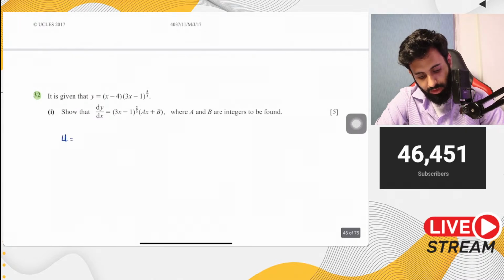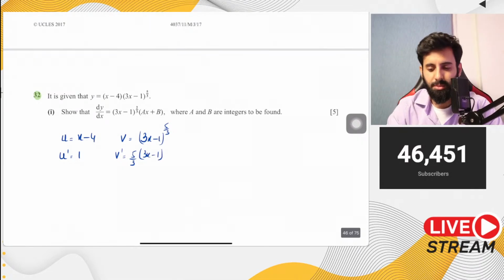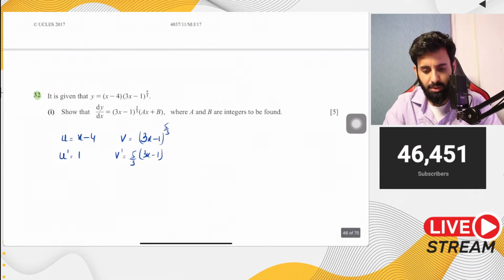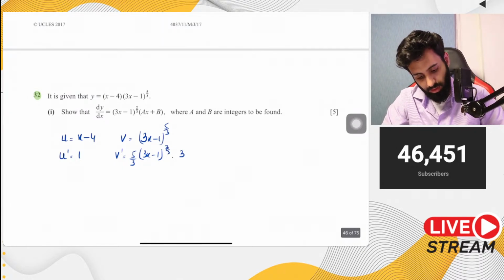So now I'll solve it on the side here. u is x minus 4, u prime will be 1. v is (3x minus 1) to the power 5 upon 3, which means v prime is going to be 5 upon 3 into (3x minus 1) to the power 5 upon 3 minus 1. Let's see what that is. 5 upon 3 minus 1, that's 2 upon 3. Okay, into 3. So this 3 and this 3 get cancelled out. v prime is equal to 5 into (3x minus 1) to the power of 2 upon 3.